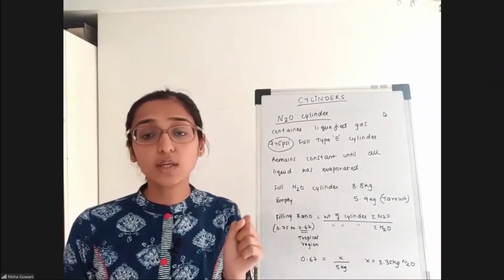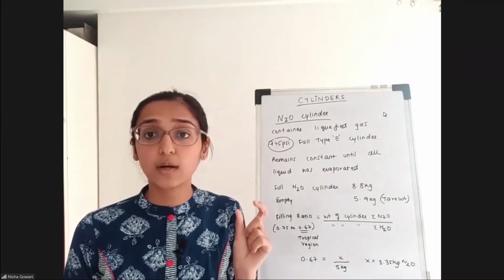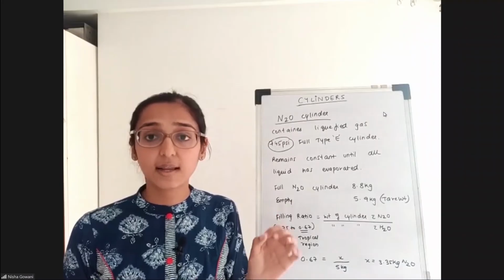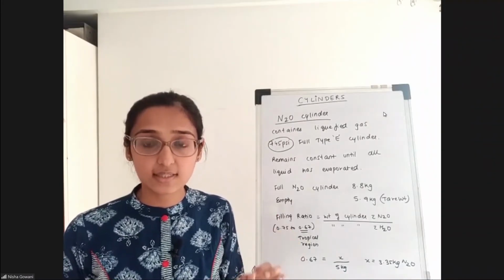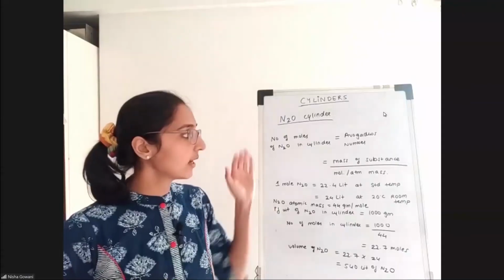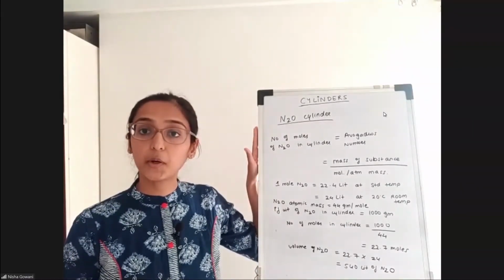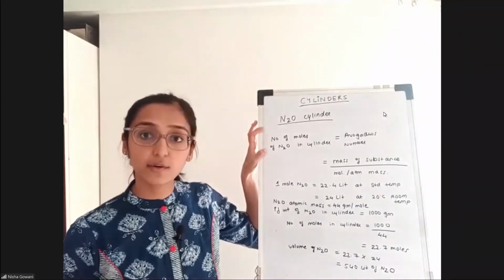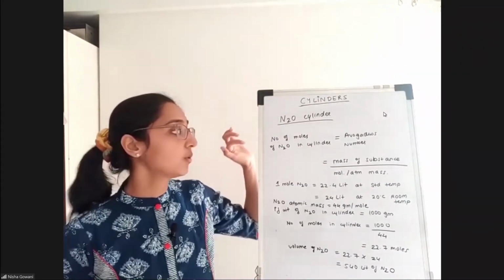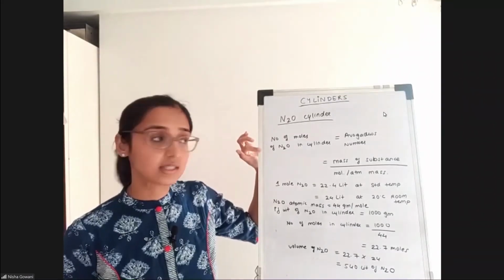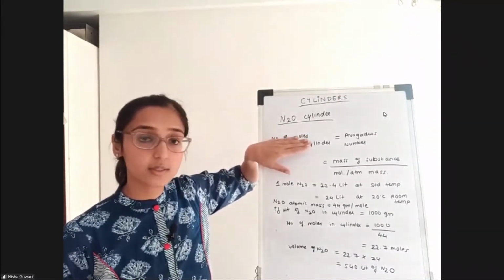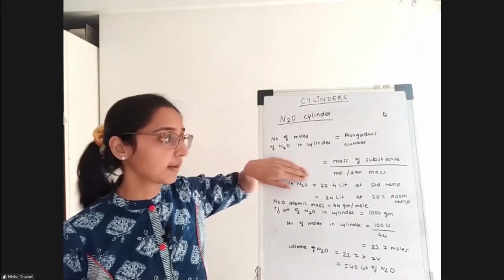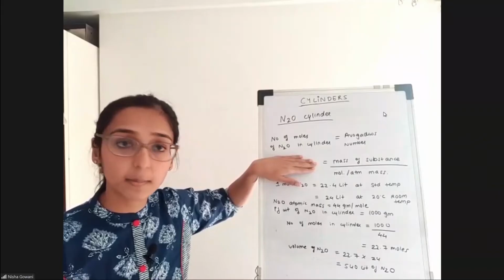Now we use Avogadro's law and Avogadro's number to calculate the amount of nitrous oxide gas that can be yielded from a cylinder. So let's understand that. Here I have explained how we are going to calculate the amount of nitrous oxide left in the nitrous oxide cylinder. We need to know Avogadro's number. So what is Avogadro's number? We want to know the number of moles of nitrous oxide present in the cylinder. The number of moles is equal to the mass of the substance divided by the atomic mass of the substance. Remember this formula: mass of the substance divided by the atomic mass.